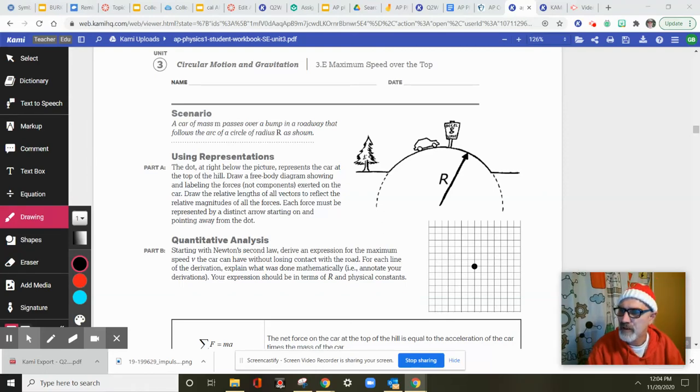Now we're on 3E. A car of mass M passes over a bump in a roadway that follows a circle of radius r, shown above. Man, that is some bump. I haven't seen anything like that since I was in Jay, Oklahoma. All right, so let's get to the right page.